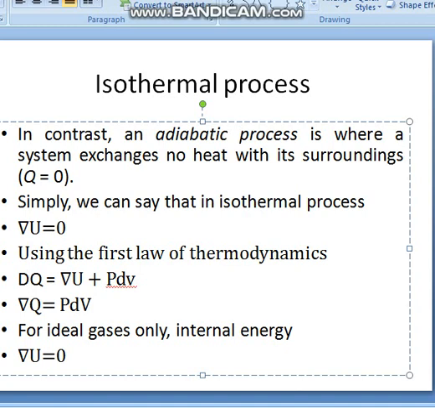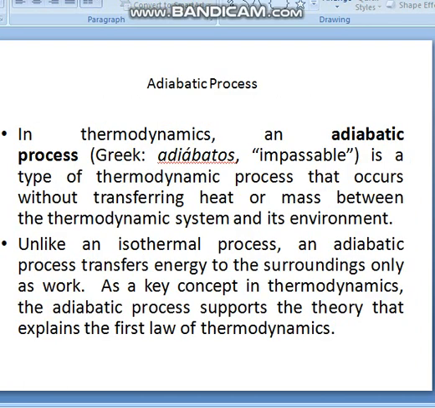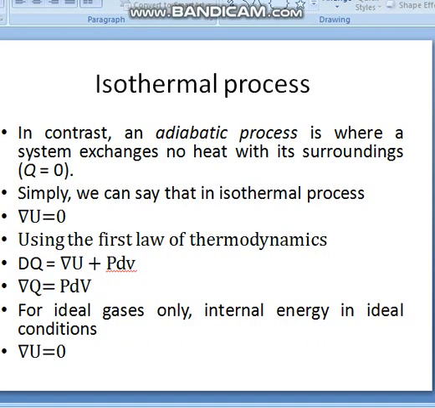This holds for an ideal gas, only in ideal conditions, I would say. In ideal conditions, delta U is equal to 0, or the change in internal energy is 0. So this is the notation for the isothermal process, that it is that process in which the temperature of the system doesn't really change at all.